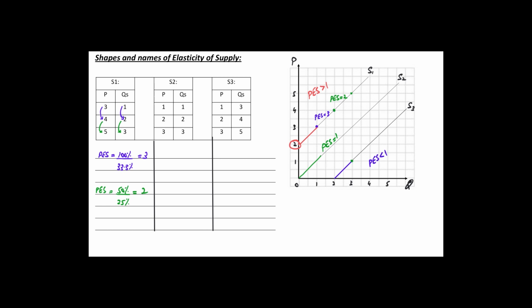So for example, the first point is the price is 1, quantity supplied is 3. When the price goes up to 2, quantity supplied goes up to 4. So our PES for this price range: you have a 33.3% increase in quantity supplied, and you have going from 1 to 2 about 100% increase in price. Just be sure that quantity will always go above and price will always go below. Don't get lost in the calculation. So for this range, the PES is 0.33, which is less than 1, obviously.